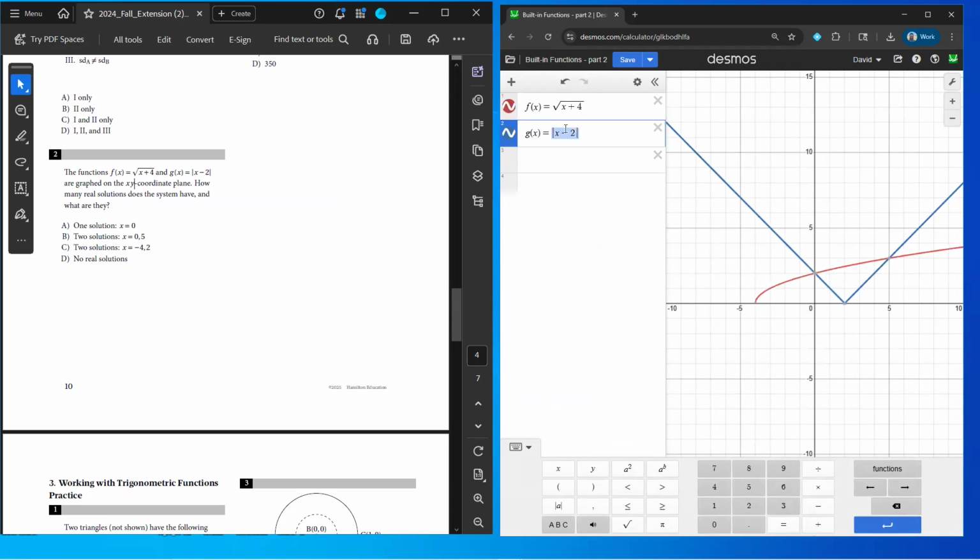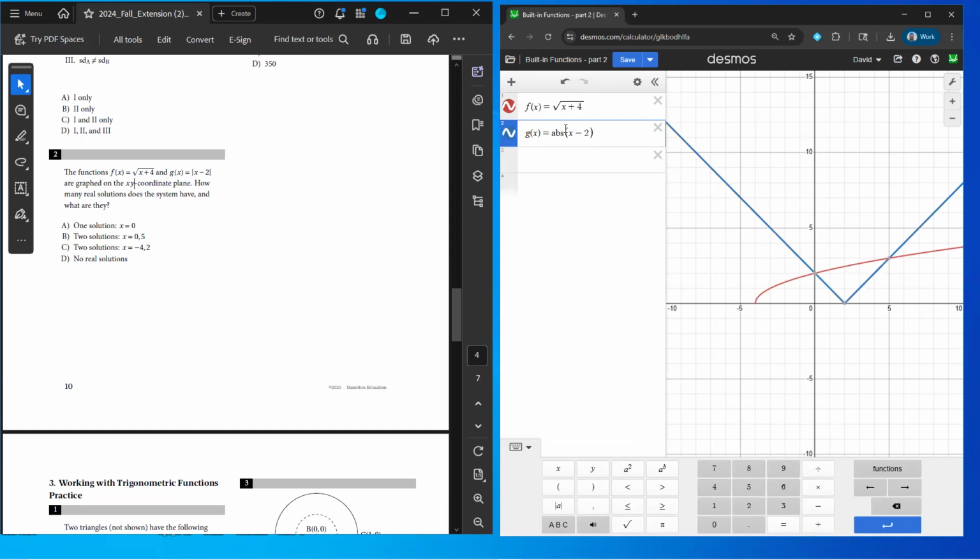For absolute value on your keyboard, there's a vertical line usually underneath the backspace or delete button. So if you press the vertical line and then do x minus 2, it will work. Alternatively, you can use the abbreviation ABS, and then do x minus 2, and that will also work.